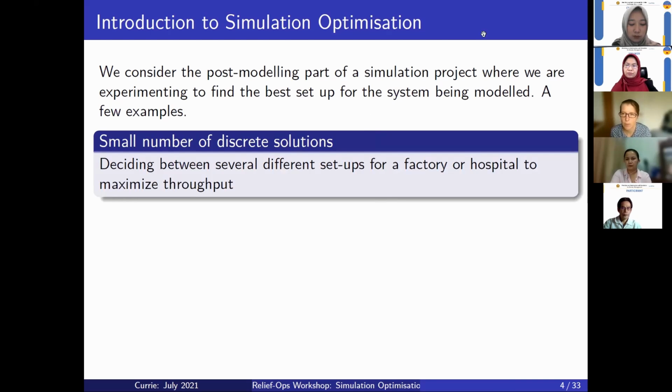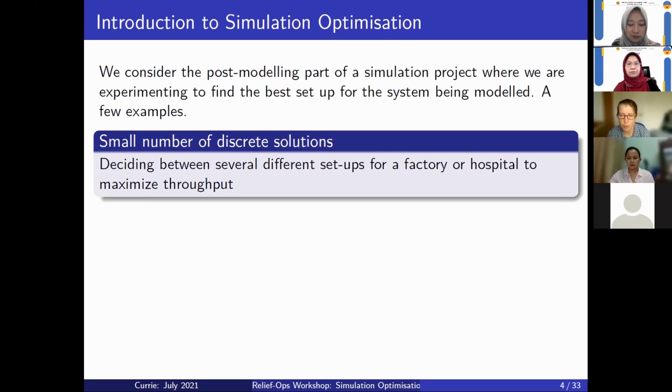So a few examples of things that we might want to optimize. Well, the first is a situation where we have a small number of discrete solutions. For example, we might be deciding between several different setups for a factory or a hospital to maximize throughput. In the hospital case, maximize the number of patients that we can pass through the system and get the right treatment as quickly as possible. Now, the different setups might be very different. If we consider the factory case, we might be designing a factory and have, say, 3 different ways of laying out our production line. We want to compare via simulation which one looks to be best. Which one is going to give us the greatest throughput?